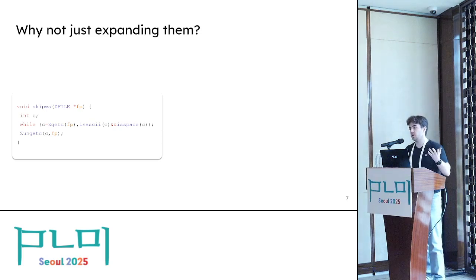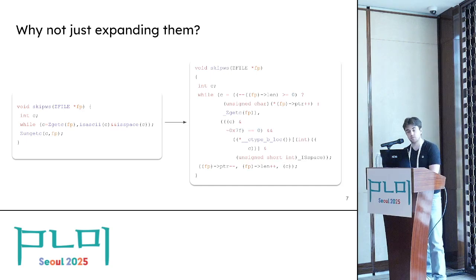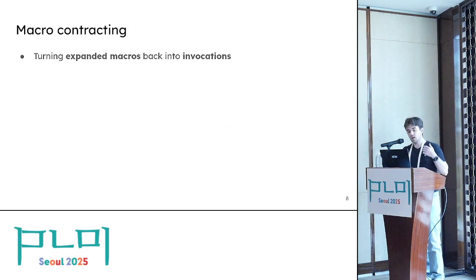So then you might be asking, why don't we just run the preprocessor and transpile the produced C? Well, this is an example of a program we'll see in a bit, which just skips white space. But unbeknownst to you guys, this actually uses 4 macros. And if you throw this through a preprocessor, you will get something like this, which is obviously not that readable, even in the C code.